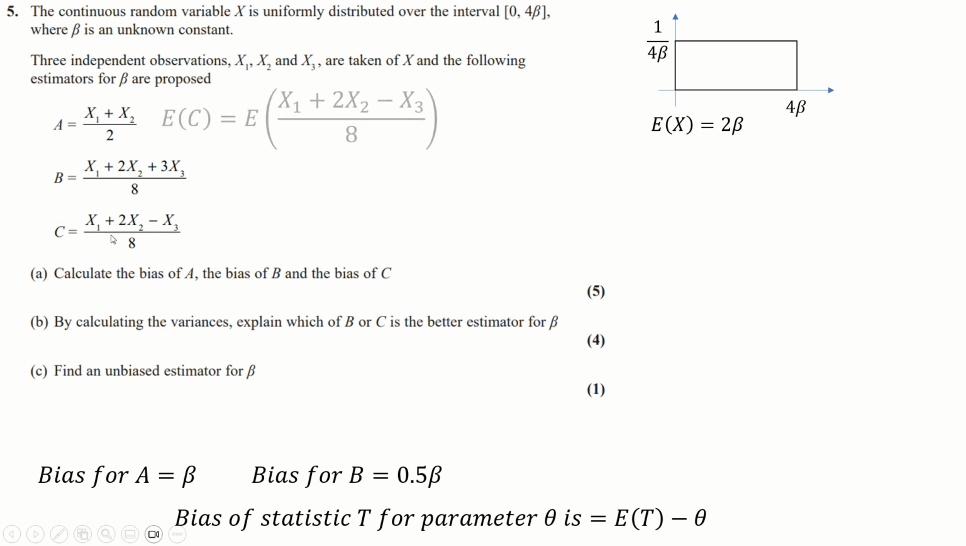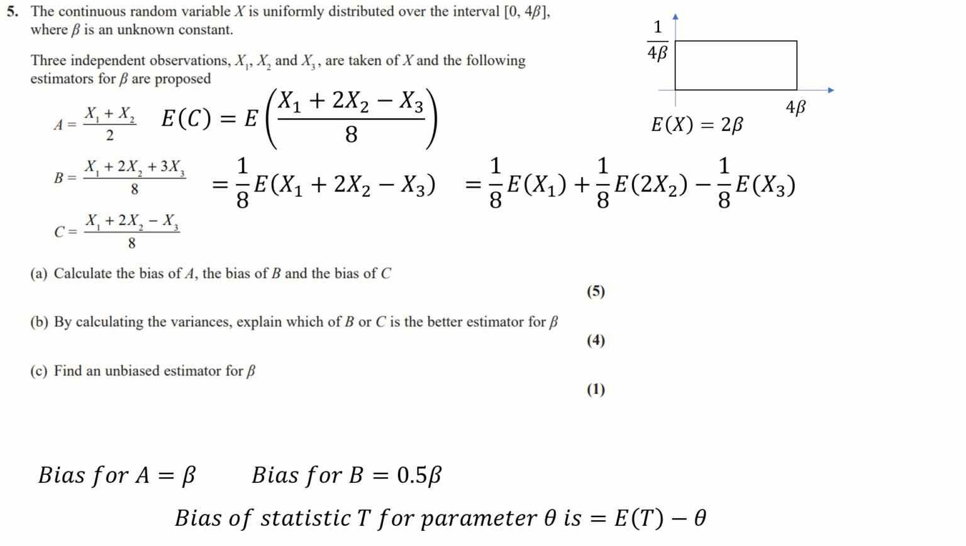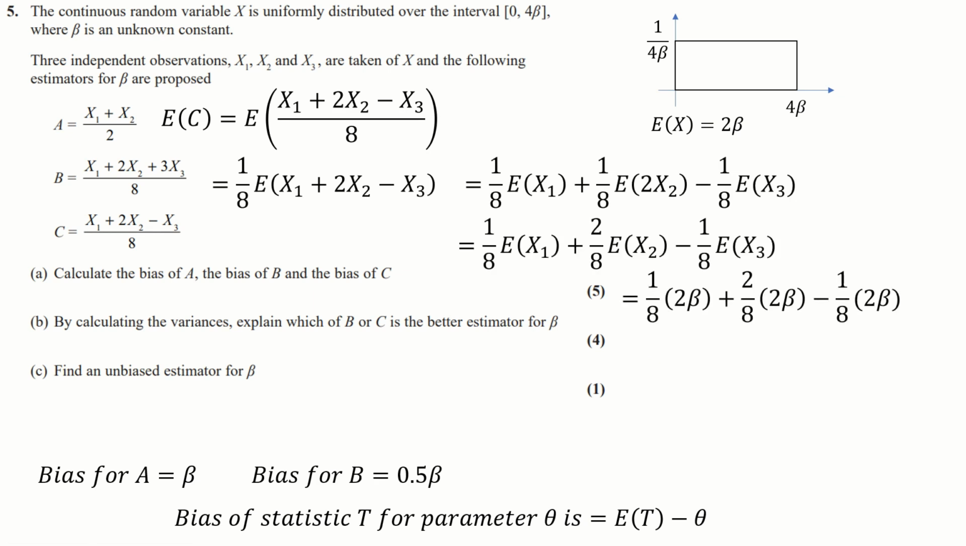C then, exactly the same thing. I'll go through it a bit more quickly this time, just because I can't stress enough that it is exactly the same thing as we just did, just with slightly different numbers. And I believe that should be a minus, should it not? Because, oh no, of course, sorry, the answer was a minus, I remember now. 0.5 beta, and then you take away the beta to get the bias, and you get minus 0.5 beta. That's what I'm remembering. Yes, that's good. So we've got our 3 biases, good. By calculating the variances, explain which of B or C is the better estimator.